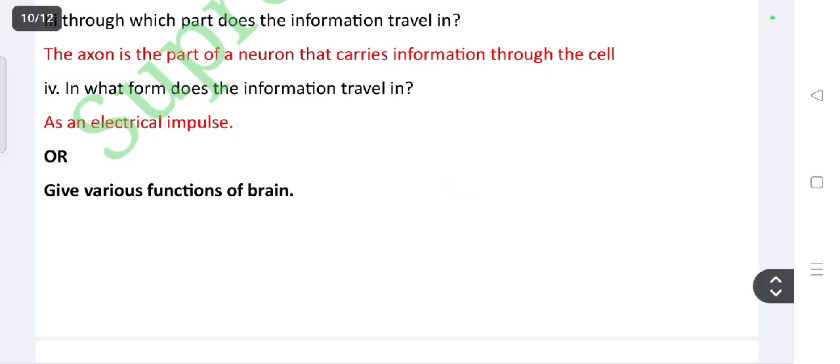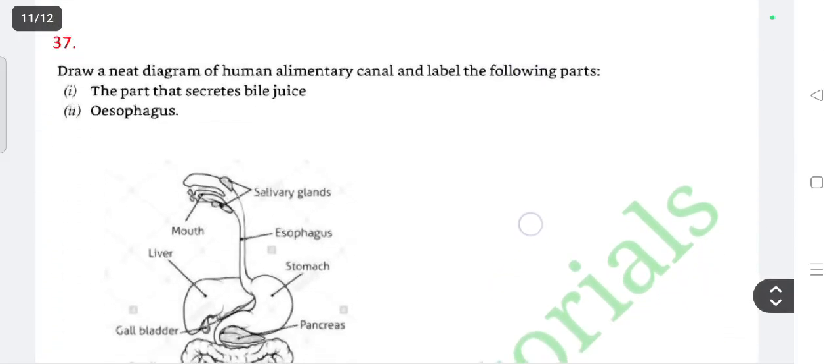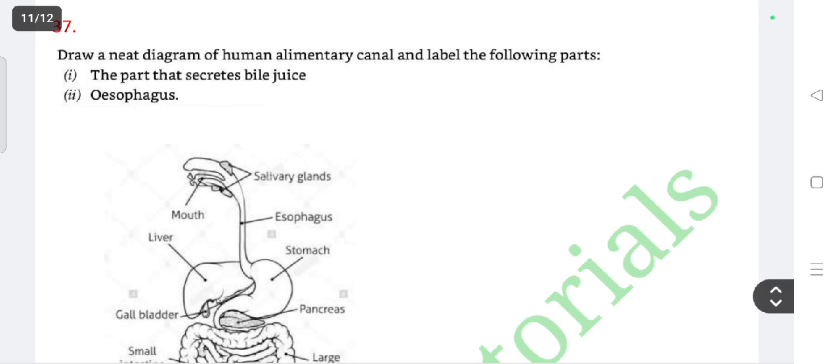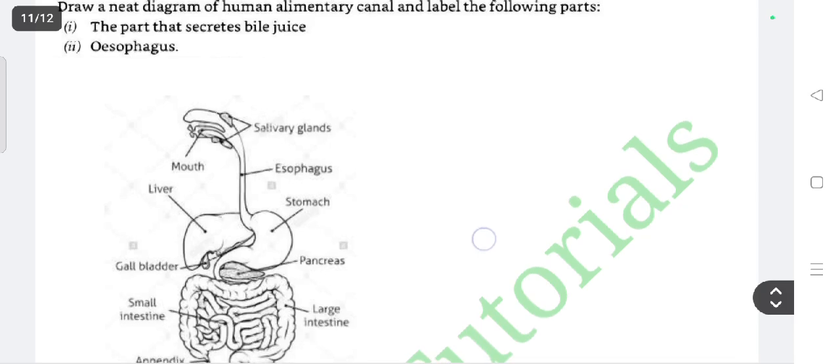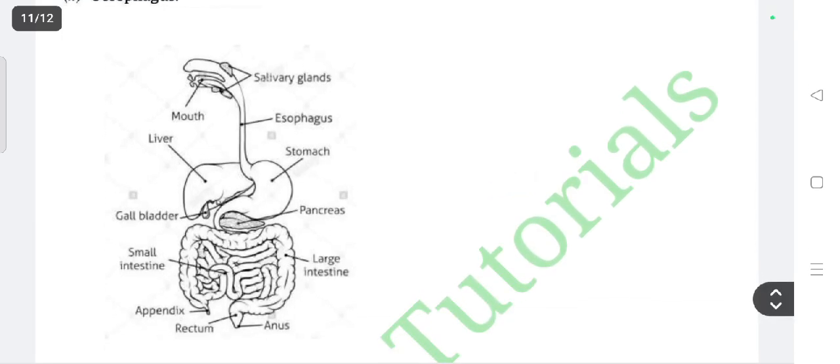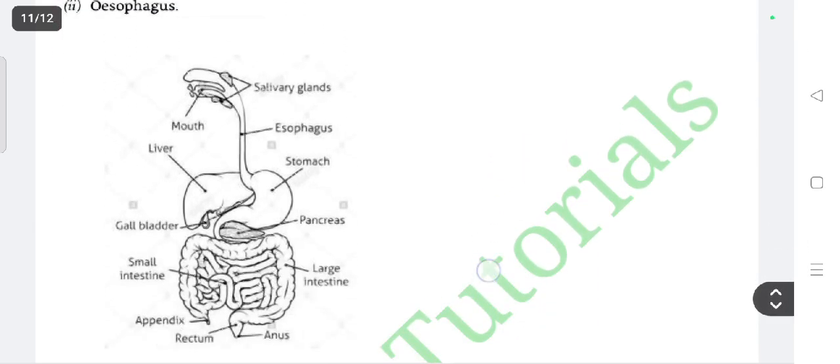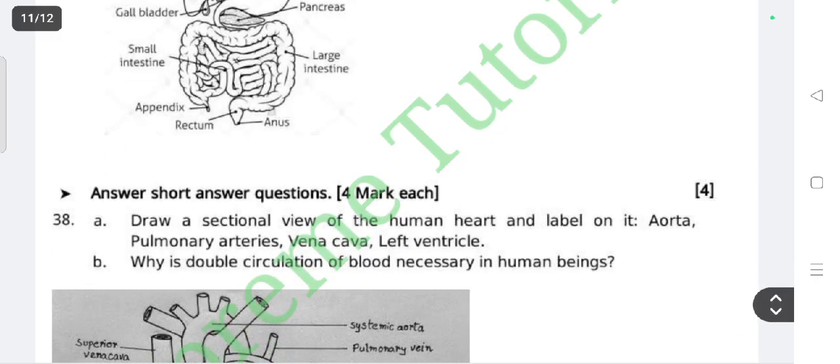Or question, give various functions of the brain. Either one you can write. Then draw a neat diagram of the human alimentary canal and label the parts. The part that secretes bile juice is the liver, then the esophagus. So this is the alimentary canal you have to draw and check the labels also. This is also an important diagram.